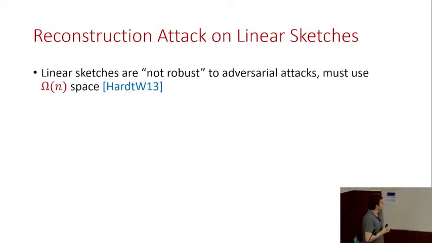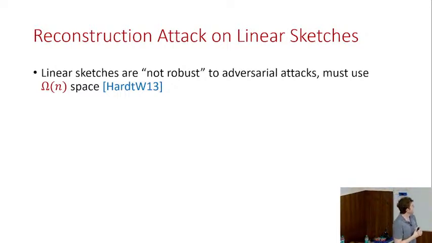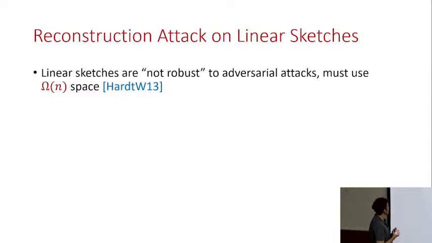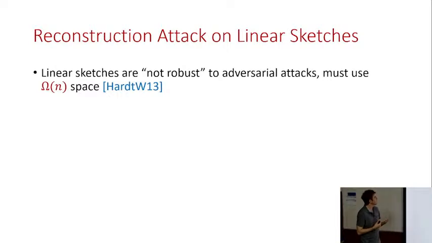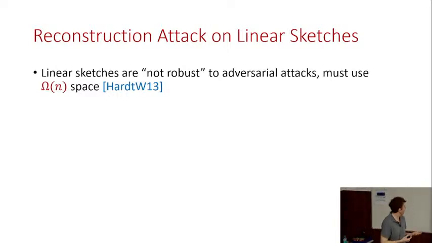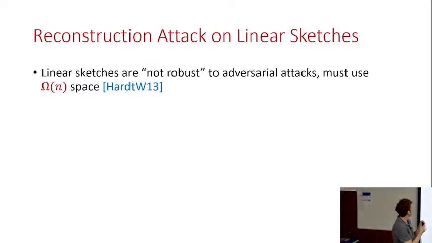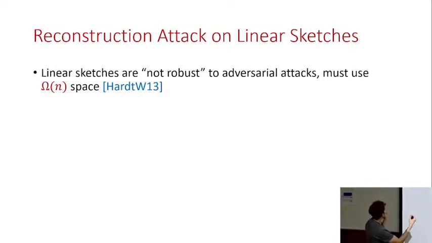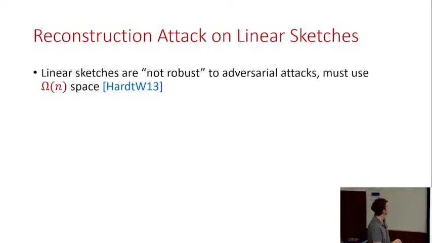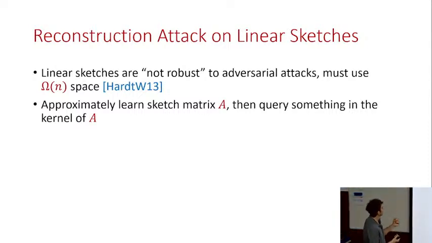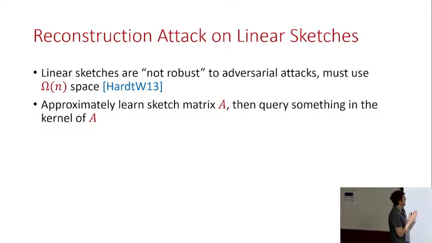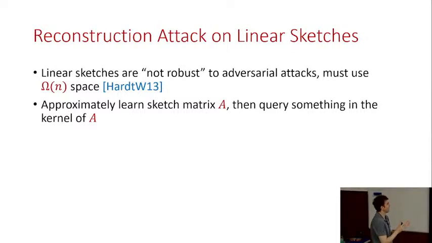So it's known in some cases that linear sketches are not robust to adversarial attacks. In work with Hardt, we showed that for certain problems, a linear sketch needs to use linear in the dimension of x space, so Omega(n) space. And here's the basic idea of how to attack linear sketches. This was for the problem of estimating, say, the Euclidean norm of the vector x. In fact, it works for any L_p norm.